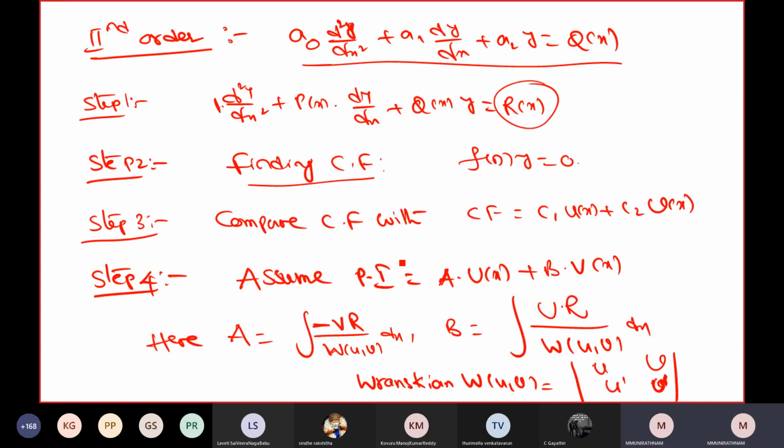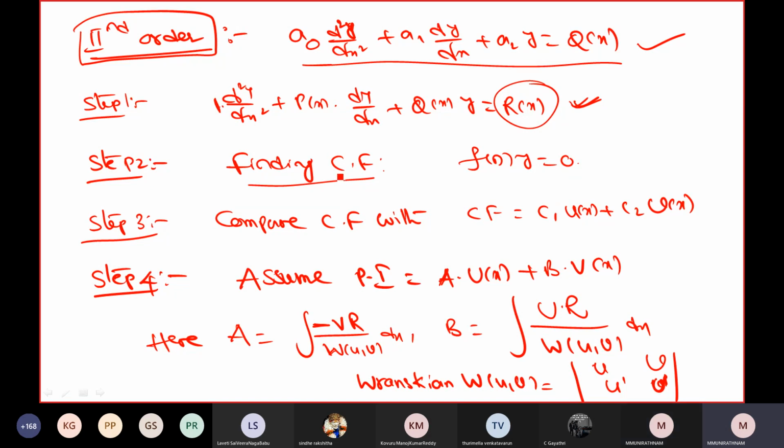So this is the procedure we follow in the method of variation of parameters. For second order, generally the second order non-homogeneous linear equation is in this form. First step is to express the given DE in this form. Here P of X is the coefficient of this, Q of X is the coefficient of Y, and R of X is the RHS. Now step 2, find CF.